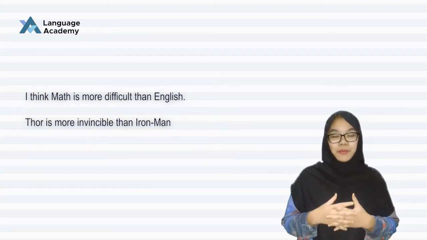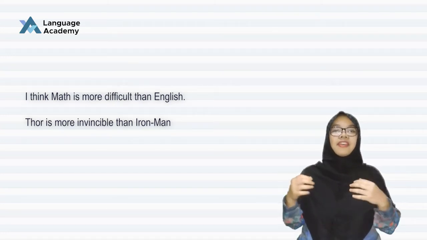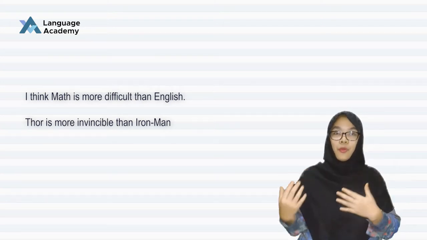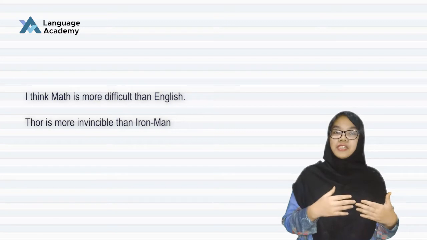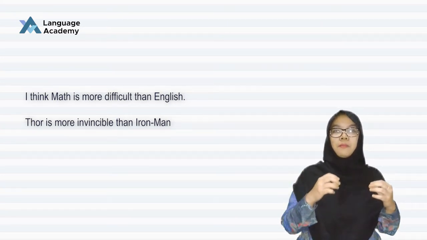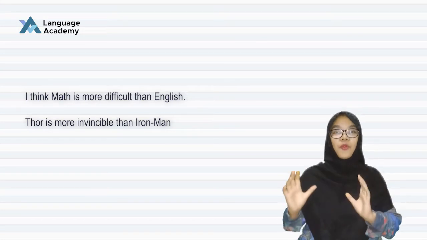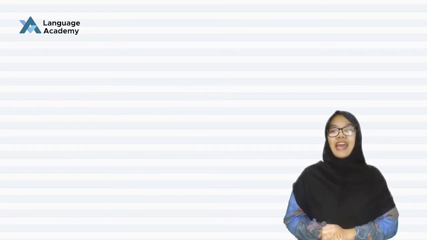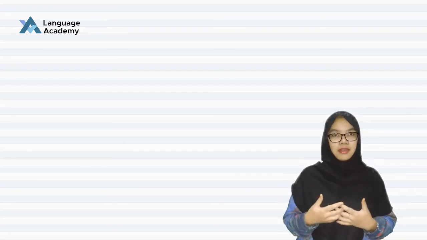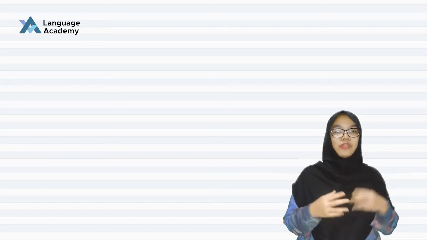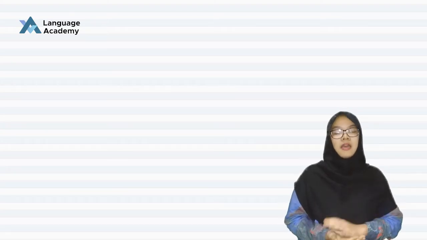Another example would be Thor is more invincible than Iron Man. So not invisibler, tetapi more invincible, like that. So that is how you form comparative form of adjectives with 3 or more syllables.